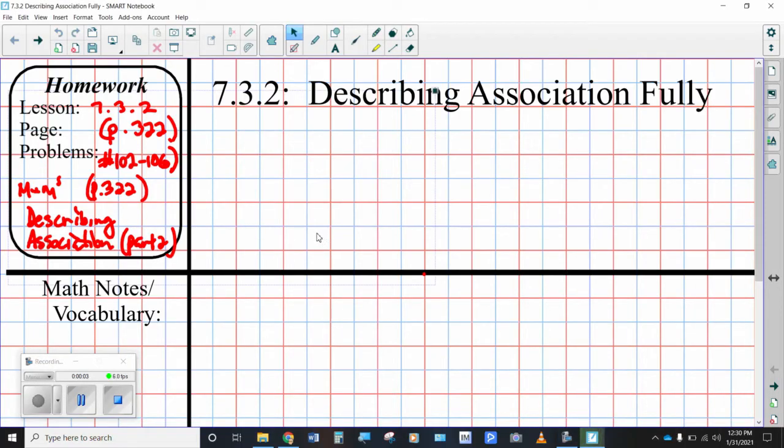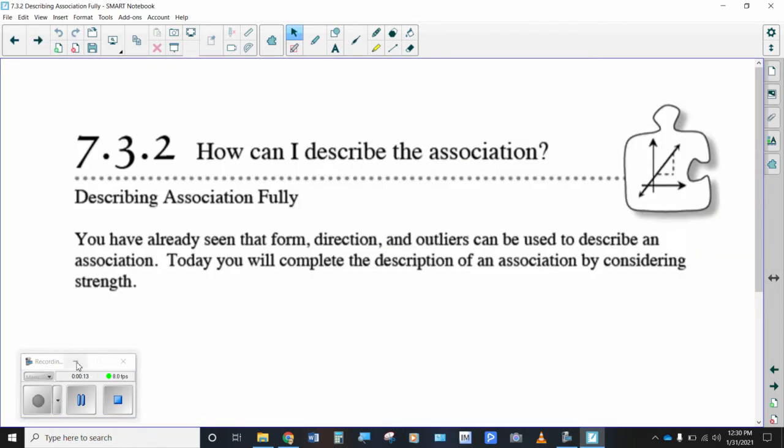Alrighty, let's take a look at lesson 7.3.2, labeled Describing Association Fully. And what we're going to do for this particular lesson is revisit a lesson that we did way back in chapter 1 with the roller coaster called Newton's Revenge. So let's just get to it.